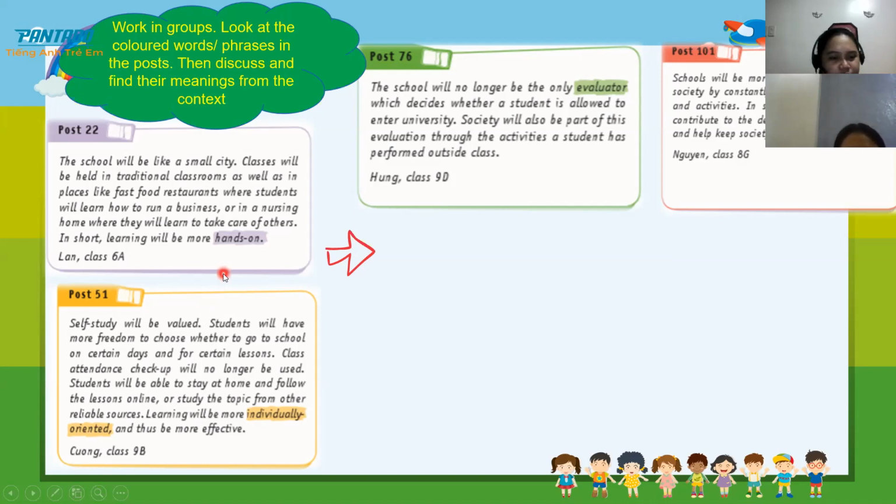Self-study will be better. Students will have more freedom to choose whether to go to school on certain days and for certain lectures. Class attendance will no longer be required. Students will be able to stay at home and follow directions online or study topics from other reliable sources. Learning will be more individually oriented and thus be more efficient.